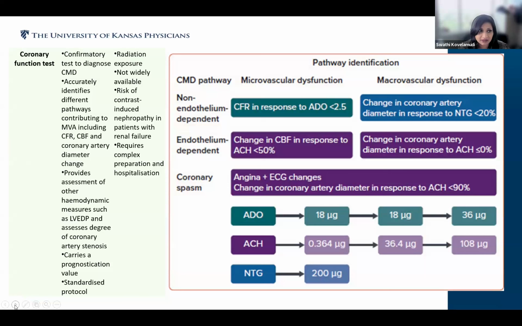The definitive way to diagnose microvascular dysfunction is to do an invasive coronary test. Obviously, this has associated radiation exposure, the risk of contrast-induced nephropathy, and it's an invasive procedure, so it always requires a discussion with the patient about the risk and benefit and potential bleeding complications, etc. We use mostly three drugs to assess coronary vasoreactivity as well as diagnose any endothelial dysfunction, those being adenosine, acetylcholine, and nitroglycerin.